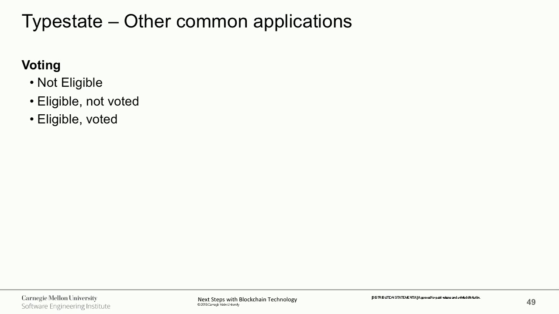We can have a person who is eligible but hasn't yet voted. So that person, one of the things they can do is vote. We can have a person being eligible and have voted. So one thing they may be able to do is change their vote, but they can't submit their vote again, right? Because that would add the count in a way that we don't want to allow it.